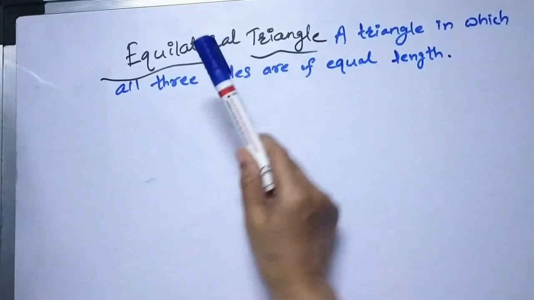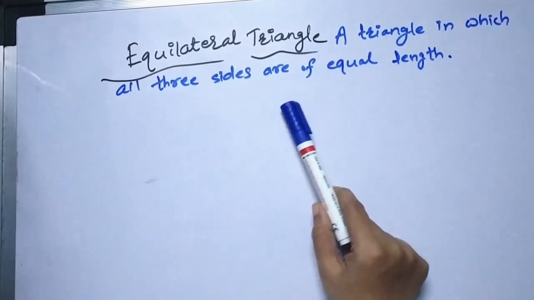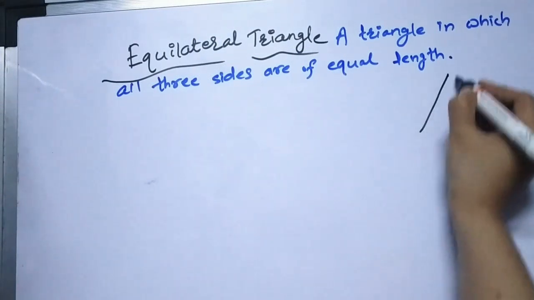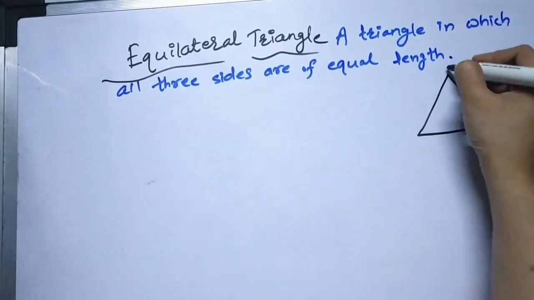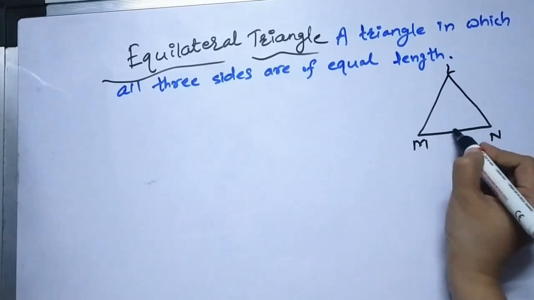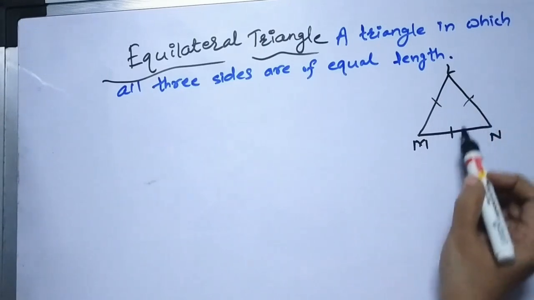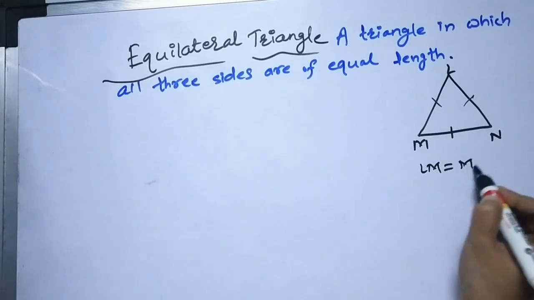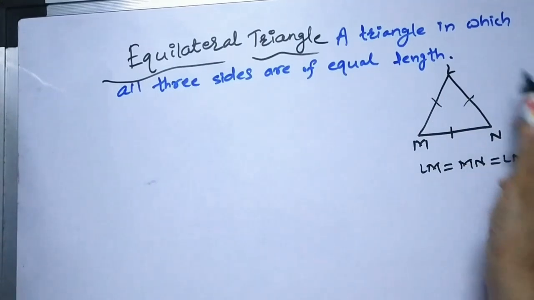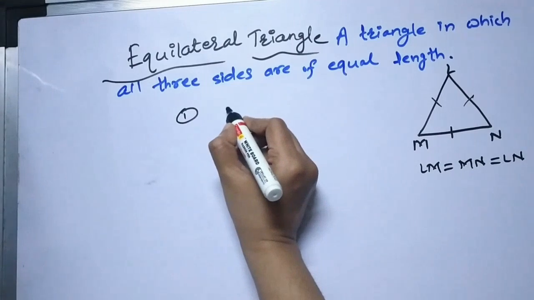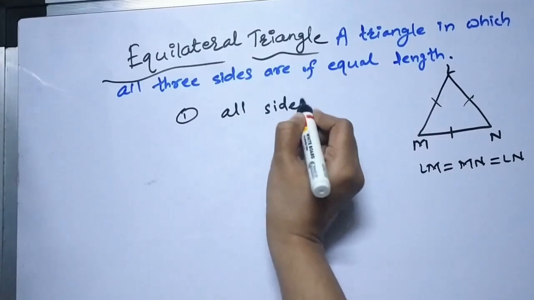So friends, now the equilateral triangle. We know its definition: a triangle in which all three sides are of equal lengths. First of all, suppose this is a triangle LMN. In this triangle we use the same marking to indicate that all three sides are equal in length. LM is equal to MN, which is equal to LN. This similar marking indicates equal length. So friends, the main point here is that all sides have equal length.